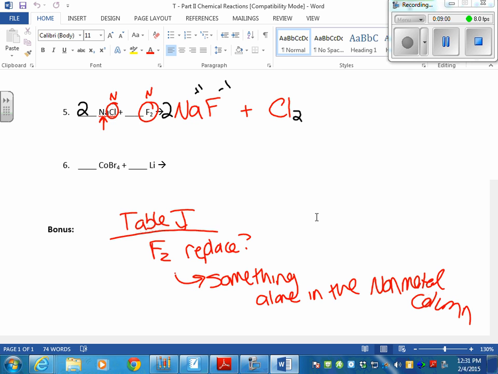Now we look at table J for number 6, okay? I have lithium alone trying to take cobalt's date, okay? Lithium replaces cobalt because they're in the same column. So that means that cobalt is left alone. Lithium is cool enough to do that. Lithium's above cobalt, so lithium can take cobalt's date. And lithium ends up with bromine.